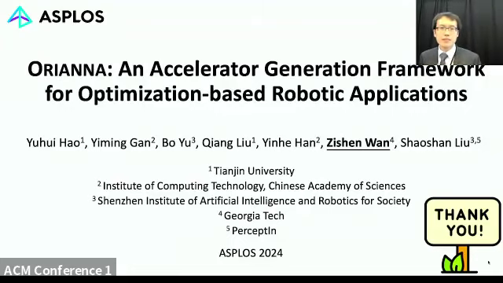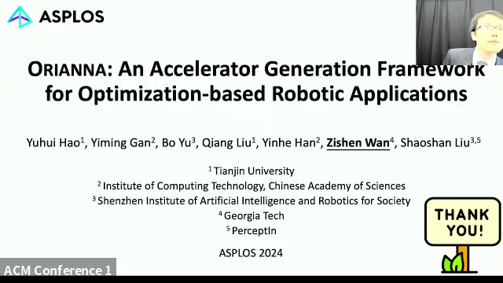Hi, thank you. Good talk. So I have a question on the power constraint, because you said drones or swarms are one of your applications, right? So do you apply the power constraints on your hardware generator?